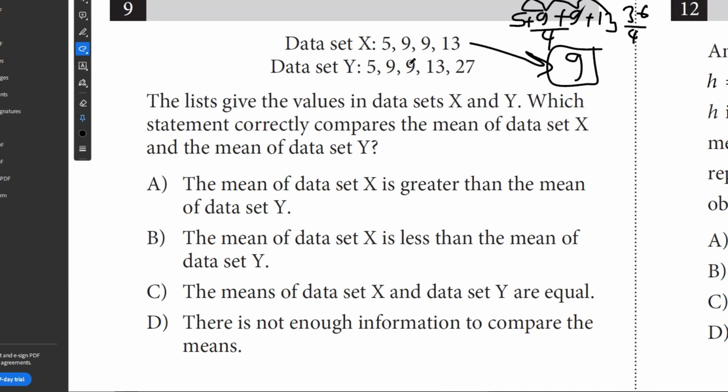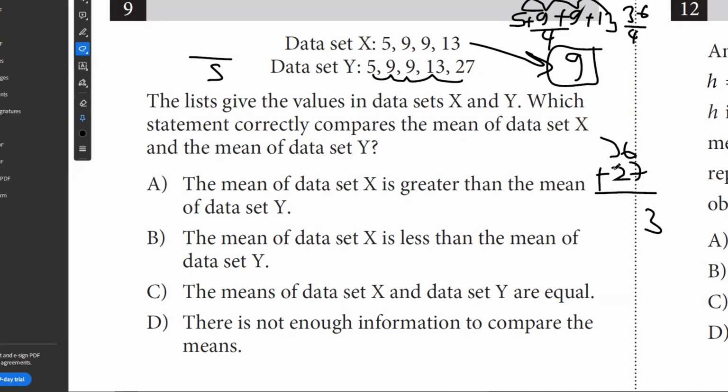We have 1, 2, 3, 4, 5 data values, so we're going to divide by 5. And let's add up everything. 14, 14 plus 9, 23. 23 plus 13, 36, 36 plus... don't be ashamed, you can just add it over here.